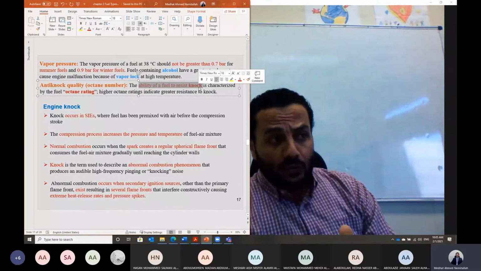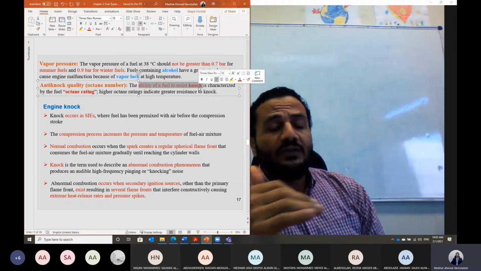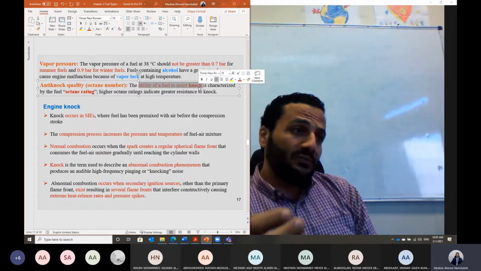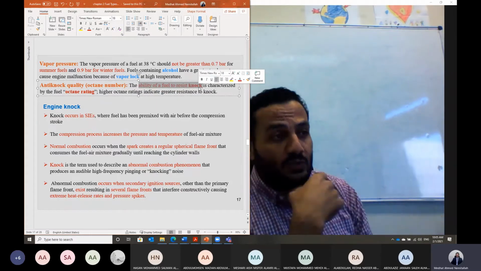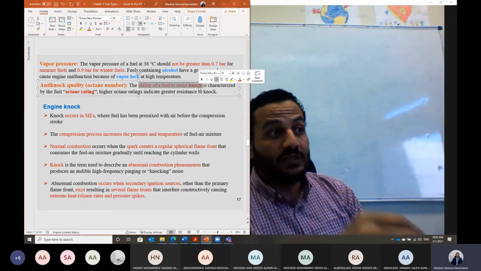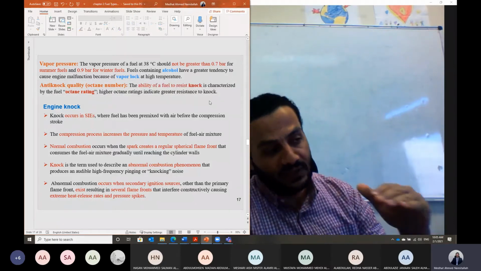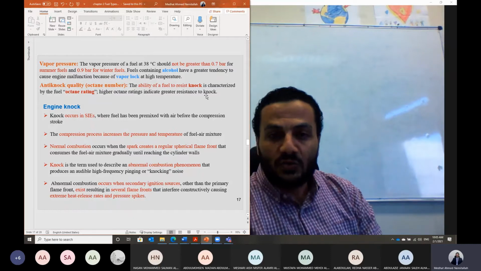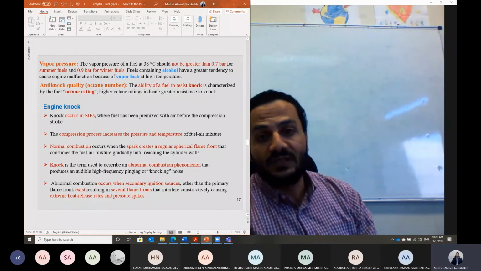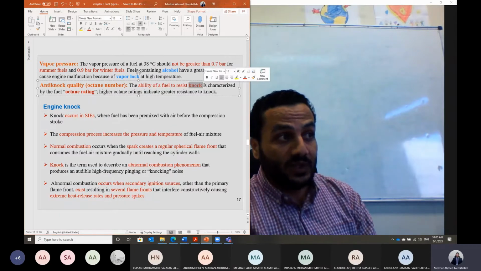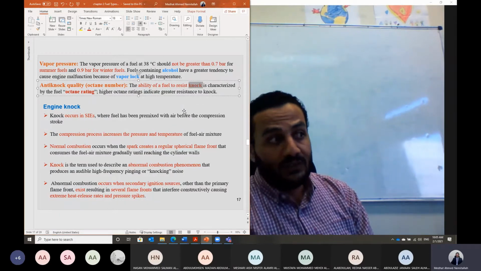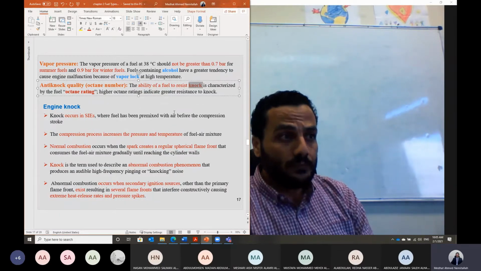And that's why when you go to the gas station, you will find different grades of fuel. We have octane number 91, octane number 95, and we may have octane number 98. As the octane number gets higher, this means the fuel resists self-ignition, and it does not result in engine knock. Okay, what is engine knock, guys?